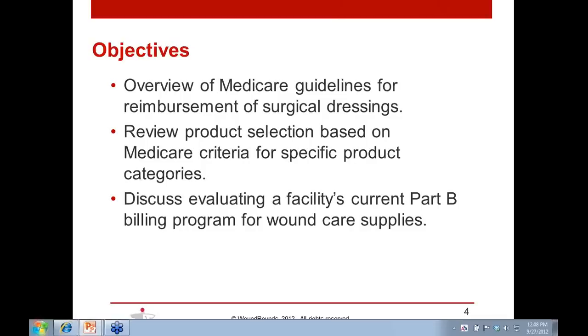Take a look at the objectives. Our first objective is we're going to overview Medicare guidelines for reimbursement of surgical dressings. Second, we'll review product selection based on Medicare criteria for specific product categories. And finally, we're going to discuss evaluating your current Part B billing program for wound care supplies.